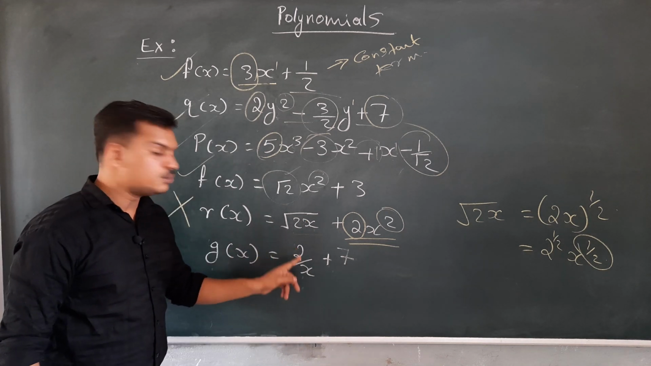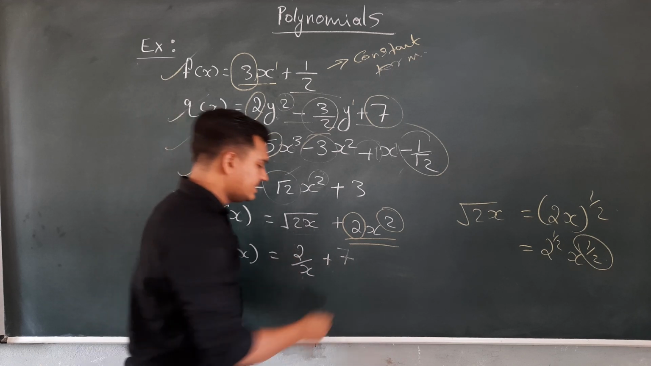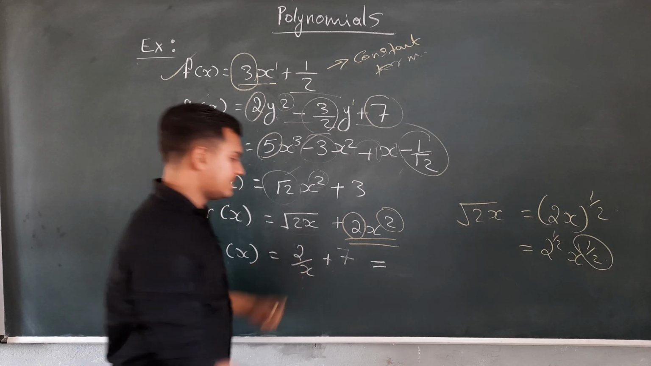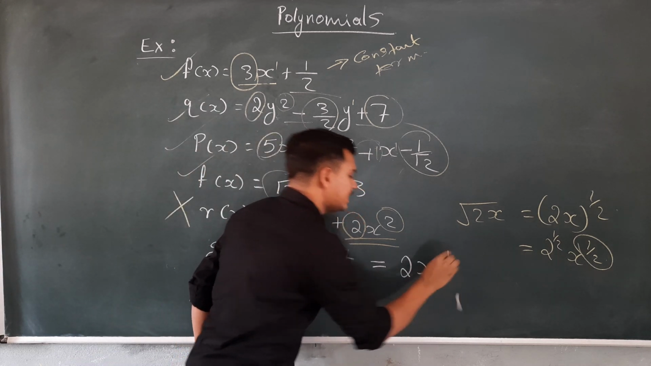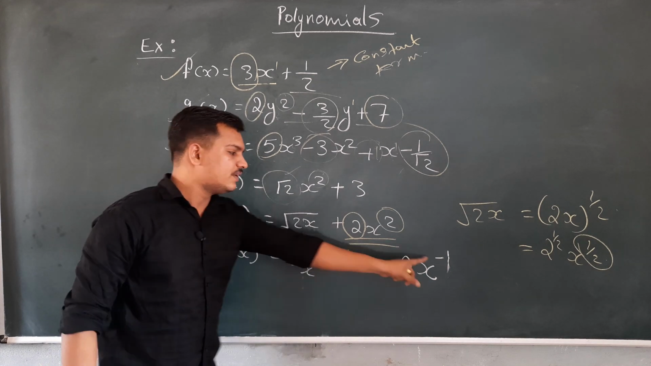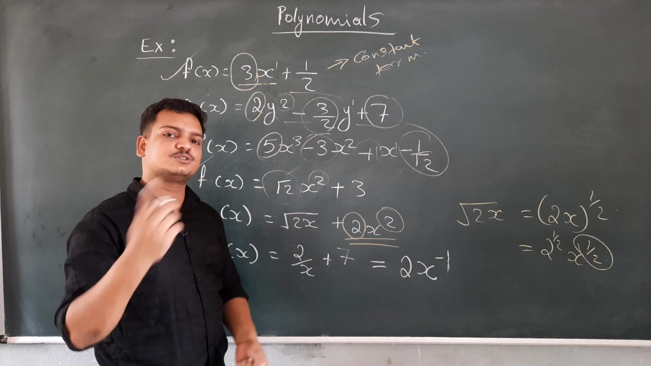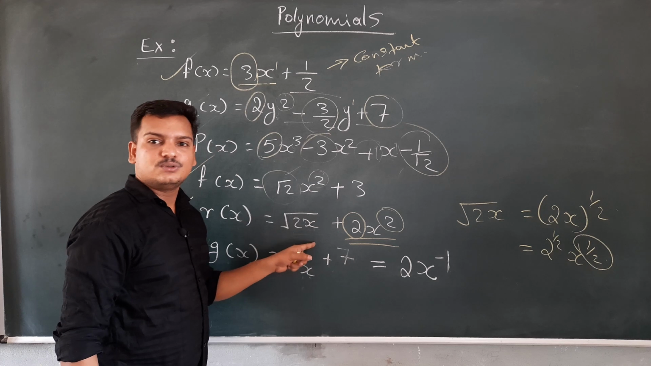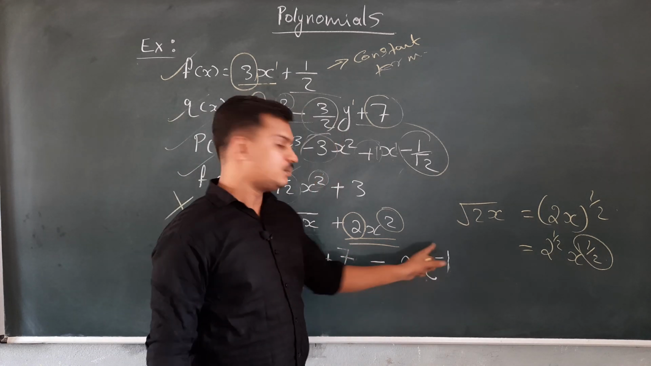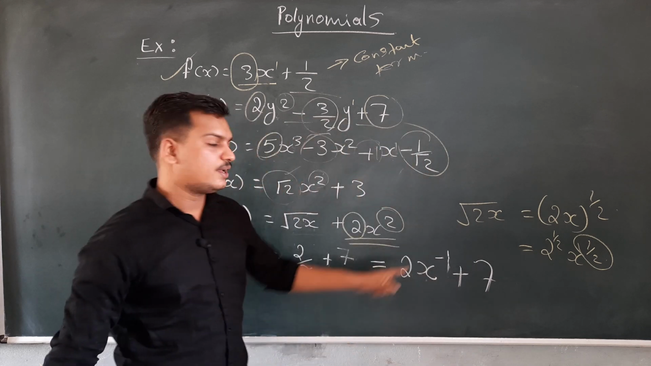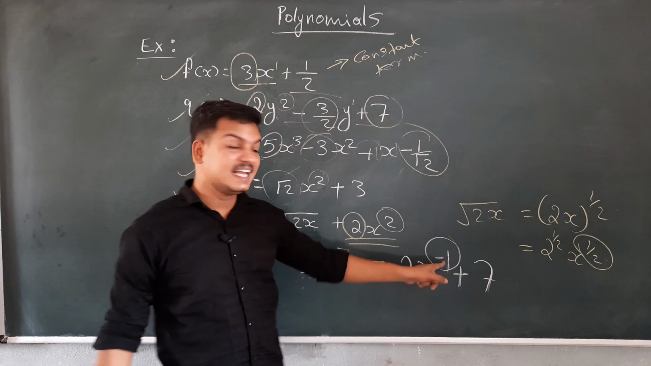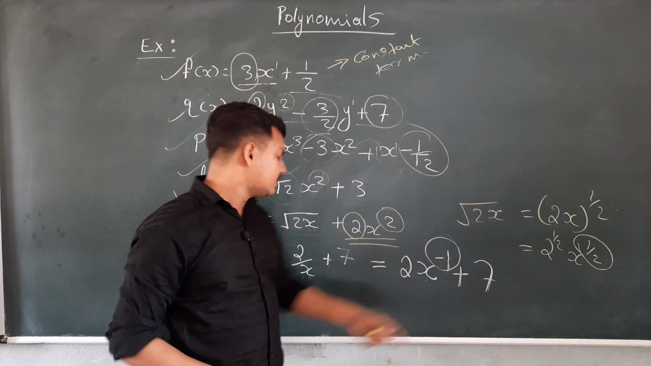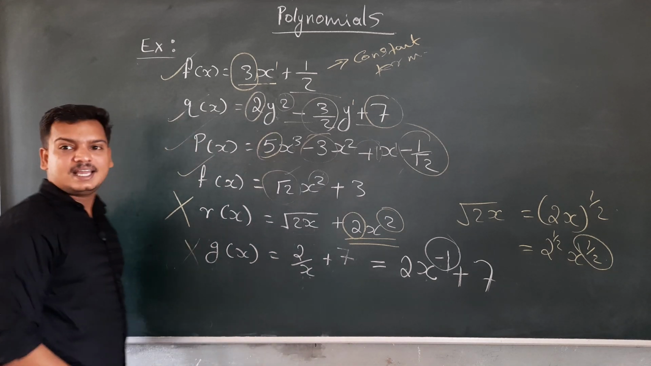G of x equal to 2 over x plus 7. Here in this case, 2 over x. You can carry this x to the numerator, then it will become 2x raised to minus 1. The power turns from positive to negative while you are moving from denominator to numerator or numerator to denominator. So when I took this x to the numerator, it became 2x raised to minus 1 plus 7. Look at the exponent here. That is a negative integer. The exponent of the variable cannot be a negative integer. So we can conclude that it is not a polynomial.